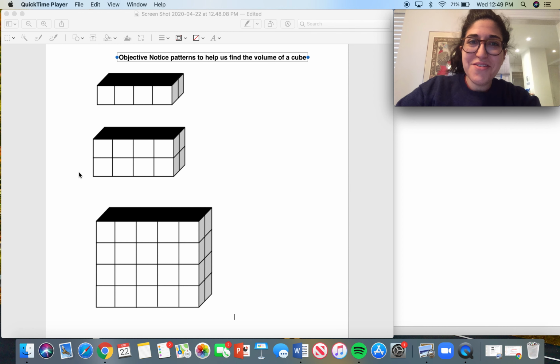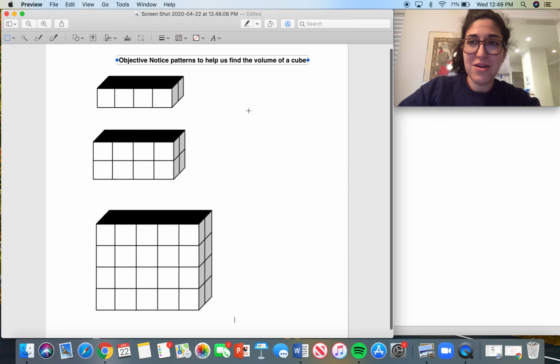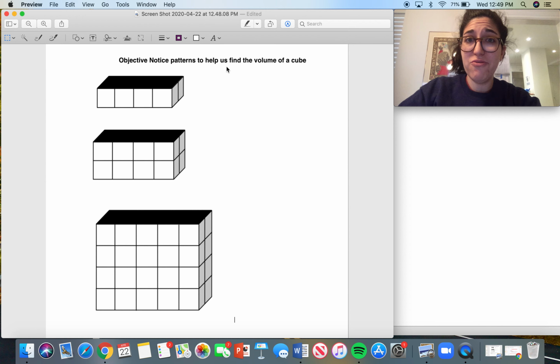Hey scholars, so today we are going to be continuing to work on finding the volume of a cube. But in this case, we're actually going to be working on some shortcuts. So up until now, we've been counting the cubes to figure out how many cubes there are, and knowing that the amount of cubes equals the total volume, right?